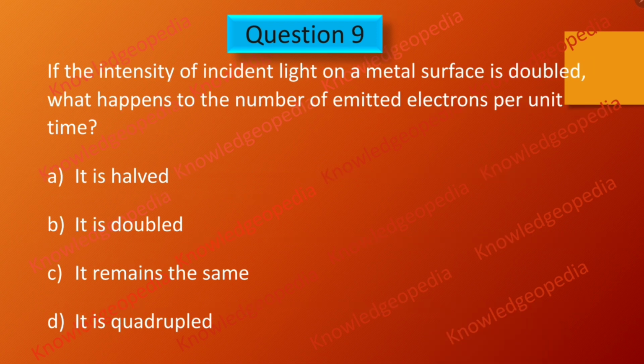Next is, if the intensity of incident light on a metal surface is doubled, what happens to the number of emitted electrons per unit time? It is halved, it is doubled, it remains the same, or it is quadrupled. As we have discussed, the number of electrons emitted is directly proportional to the intensity of incident light. And as the incident light is becoming double, the number will also become double. So the correct option is option B, it is doubled.